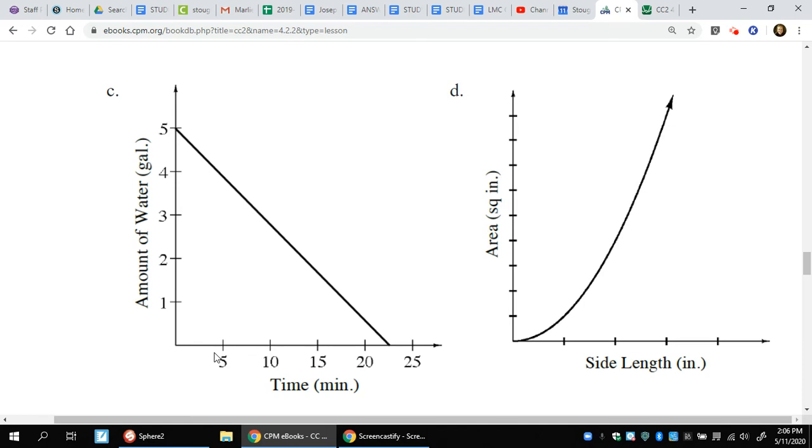And then letter D. This one looks like it may start at the origin, but it is not a straight line. So there is not a regular interval of change. And letter D is not a straight line. It is not proportional.